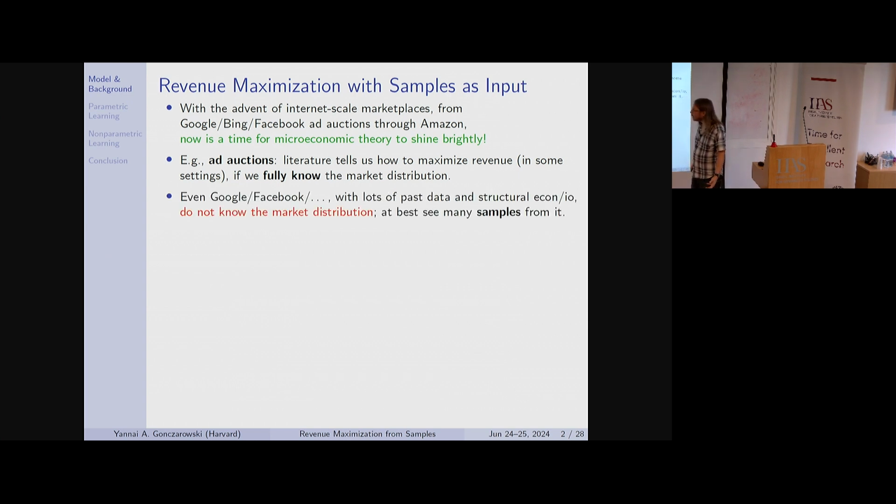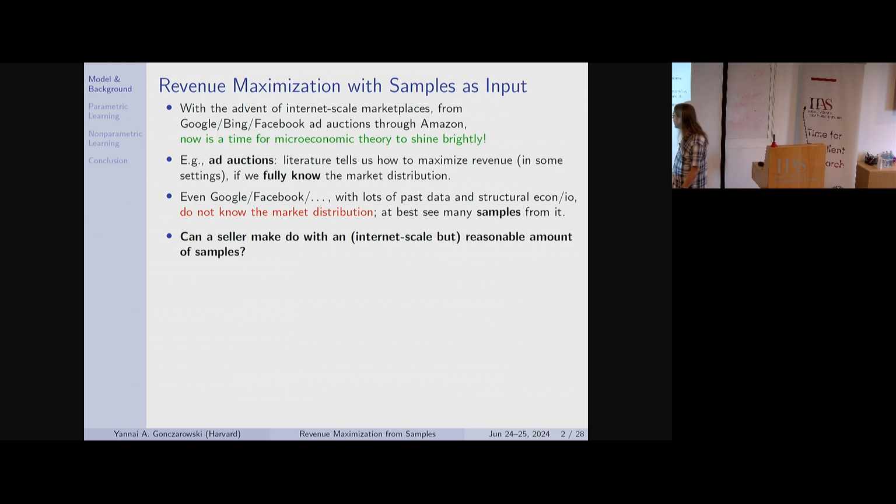And yet, even Google or Facebook, with lots of past data, even if they're the best in the world at cleaning data, even if you take this frequentist approach that there even is a stationary distribution underlying the market, they do not know this distribution. At best, they see many samples from it. You open your favorite microeconomic theory textbook, and as of at least 10 years ago, it didn't exactly tell you what to do if you only have samples from this distribution rather than this distribution perfectly.